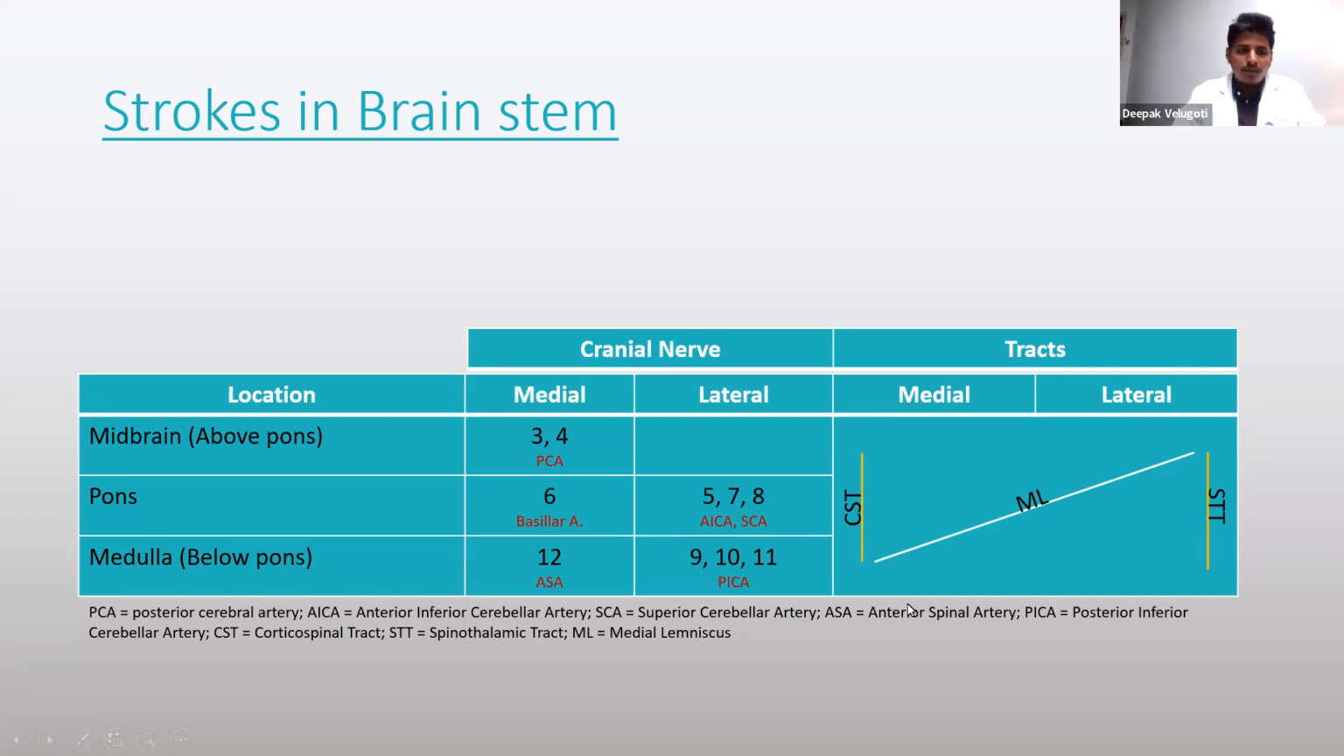Coming to the lateral syndromes. In case of anterior inferior cerebellar artery involvement or superior cerebellar artery involvement, the patient will develop 5th, 7th, 8th cranial nerve involvement along with the medial lemniscus and the spinothalamic tracts. In case of posterior inferior cerebellar artery, the patient develops lateral medullary syndrome where the 9th, 10th, 11th cranial nerves get involved along with the spinothalamic tracts.